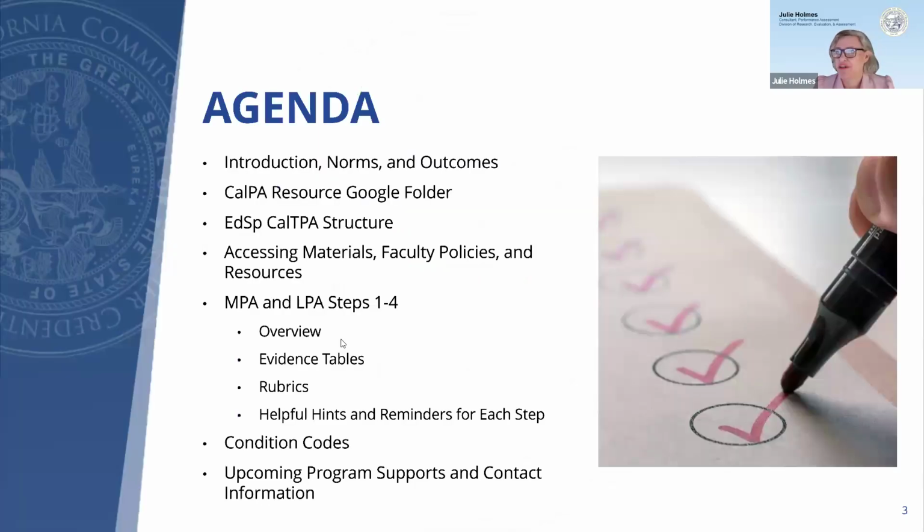Our agenda for today: we're going to have some introductions and go over norms and outcomes. We will share our Google resource folder with you. We will talk about the EdSped CalTPA structure, and about accessing materials for this year, and how to access faculty policies and resources. Then we will deep dive into MPA first, steps 1 through 4, and all the rubrics. And then Marissa will walk you through LPA, steps 1 through 4. We do have some helpful hints and reminders about each step as we go through. We'll talk about condition codes, and we'll go over our program support and contact information for the school year.